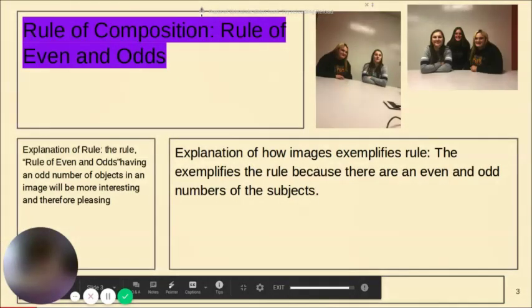Rules of composition. Rule of even and odds. The rule of even and odds: having an odd number of objects in an image makes the image more interesting and therefore pleasing. This exemplifies the rule because there are even and odd numbers of subjects.